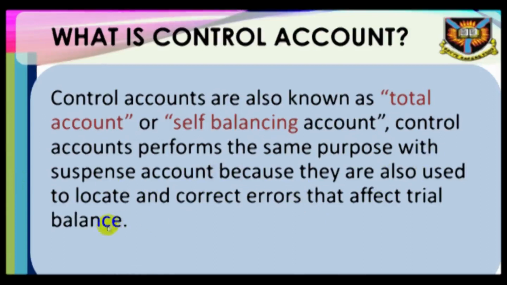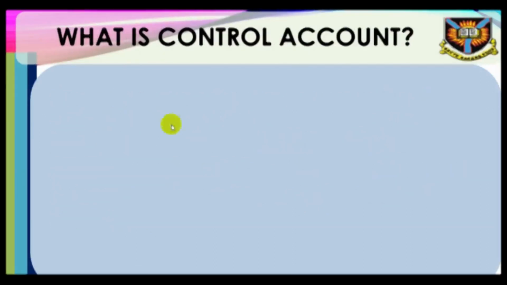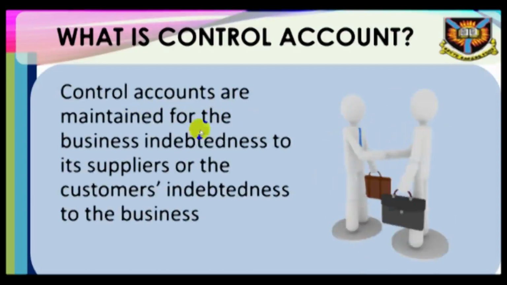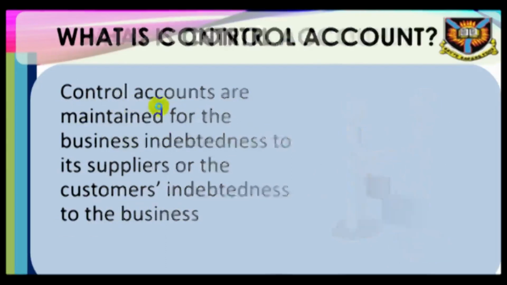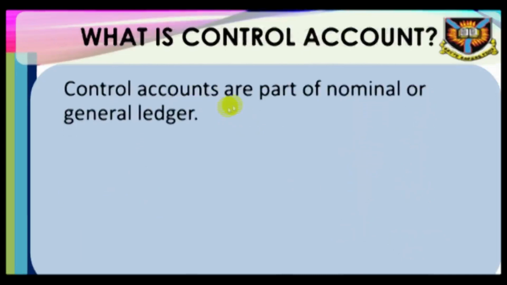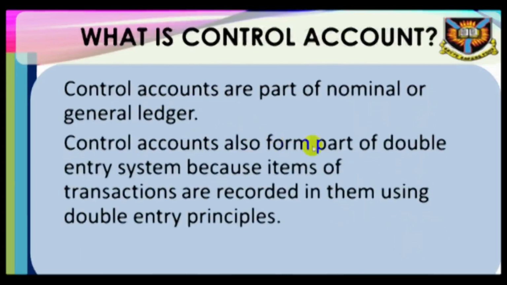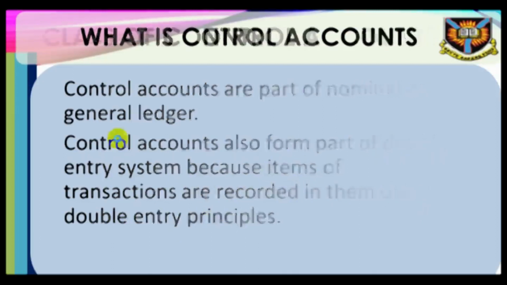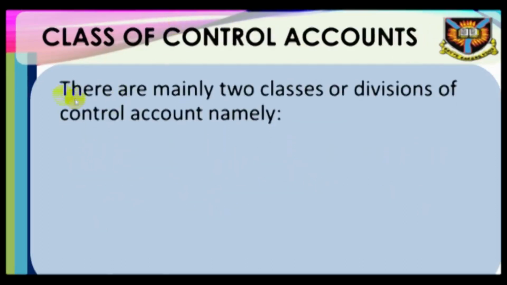affect trial balance. Control accounts are maintained for the business's indebtedness to its suppliers or the customers' indebtedness to the business. Control accounts are part of the nominal or general ledger. Control accounts also form part of the double entry system because items of transactions are recorded in them using double entry principles.